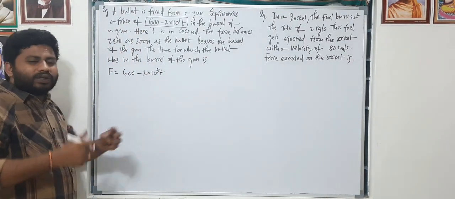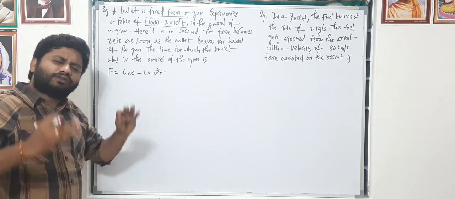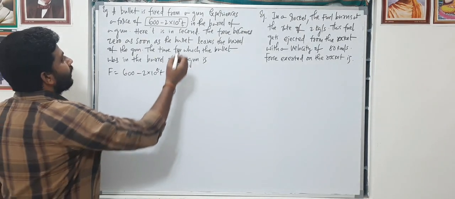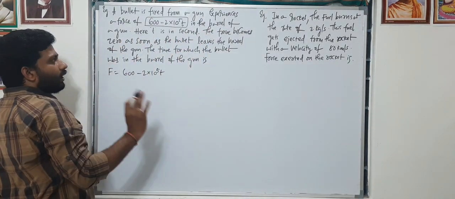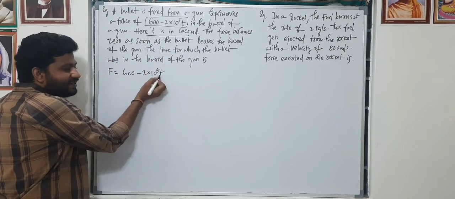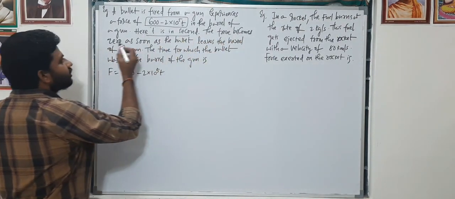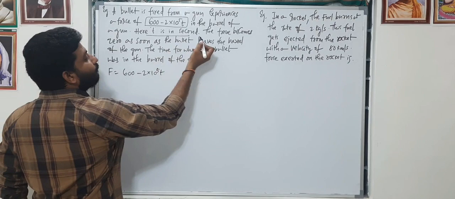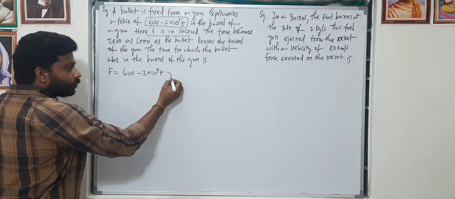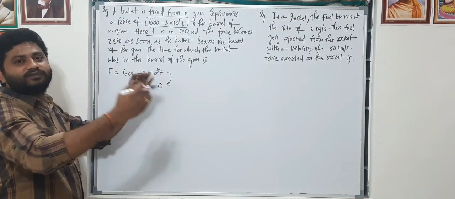By looking at the problem or the given data, you should not be afraid. Just try to finish reading the problem first. In the barrel of the gun, t is in seconds. That means it's a time. The force becomes zero as soon as the bullet leaves the barrel of the gun. So the force value becomes zero as soon as the bullet leaves the barrel.